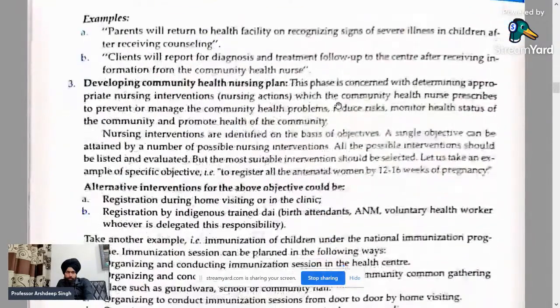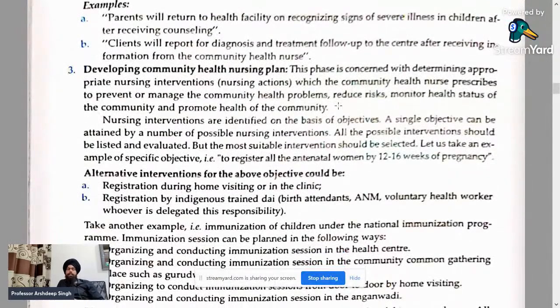The third step in planning is developing the community health nursing plan. Next is how we will develop it. We have planned things and set out the different objectives and goals. Now we will develop the community health nursing plan, and plan the various things and resources according to the need of the patient. We will categorize each and every need of the patient according to the resources available.